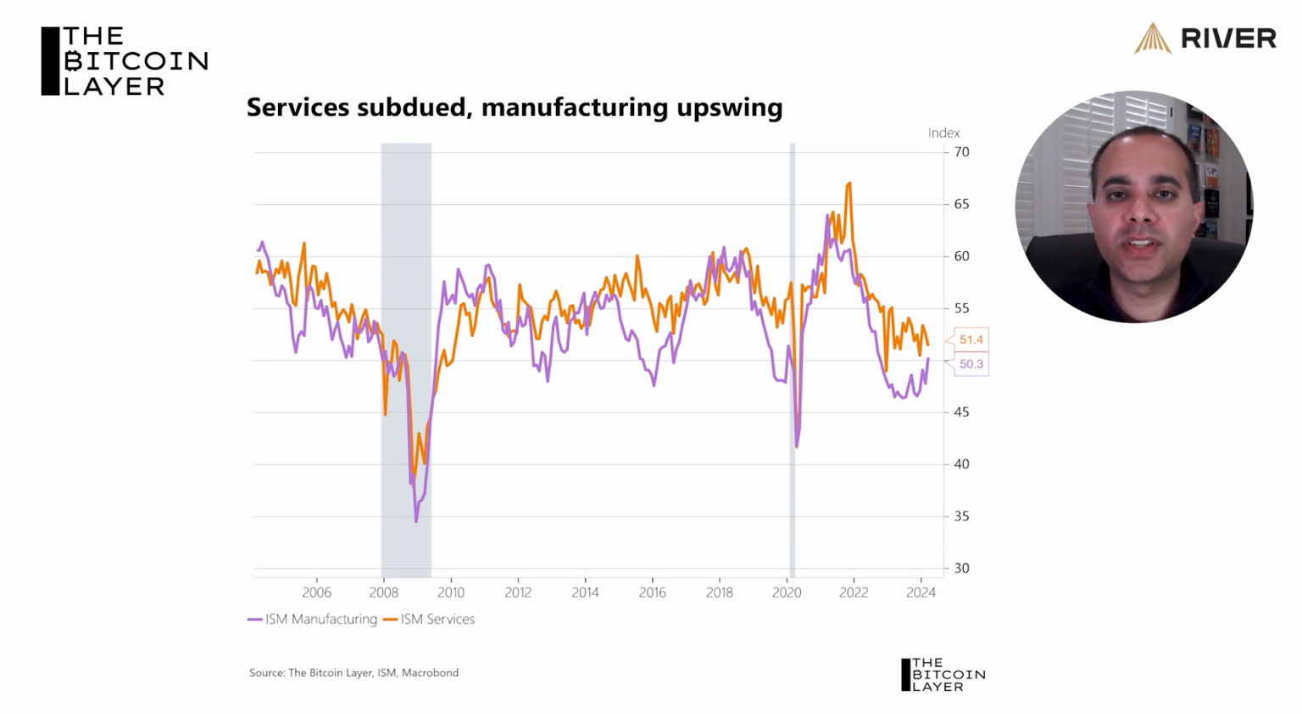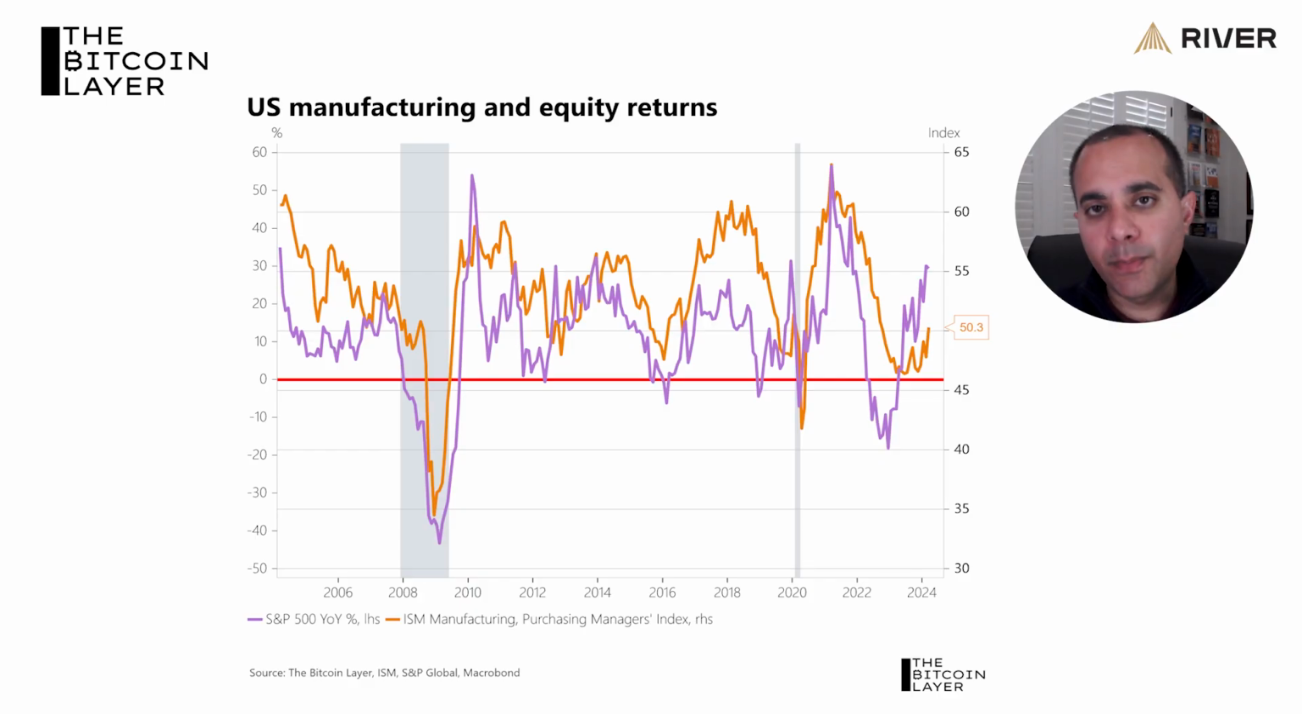So we'll continue to watch this. Now, why is ISM so important? This next chart will show you why. Here on this chart, we have manufacturing ISM, which we know now is back above 50. And in purple, we have the year-over-year return of the S&P 500. And notice the correlation here over the last couple decades.